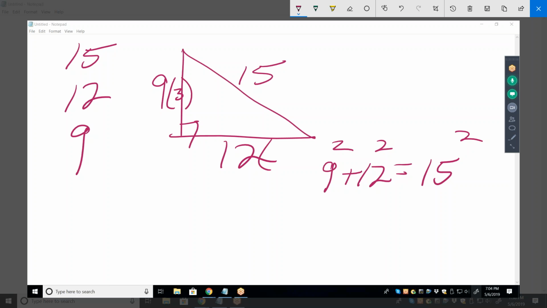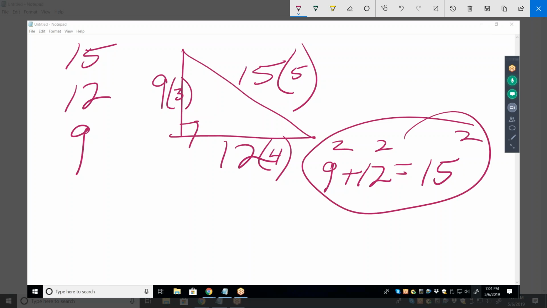Yeah, that is true. Notice that if I divide each side by 3, I get a 3, 4, 5 right triangle. And you know about 3, 4, 5s, right? When you get a 3, 4, 5, you don't have to do the Pythagorean theorem. So I actually could have eliminated that step by just dividing all 3 sides by 3. And then I'm looking at a 3, 4, 5 right triangle, and I know that's a right triangle. I don't have to prove it.